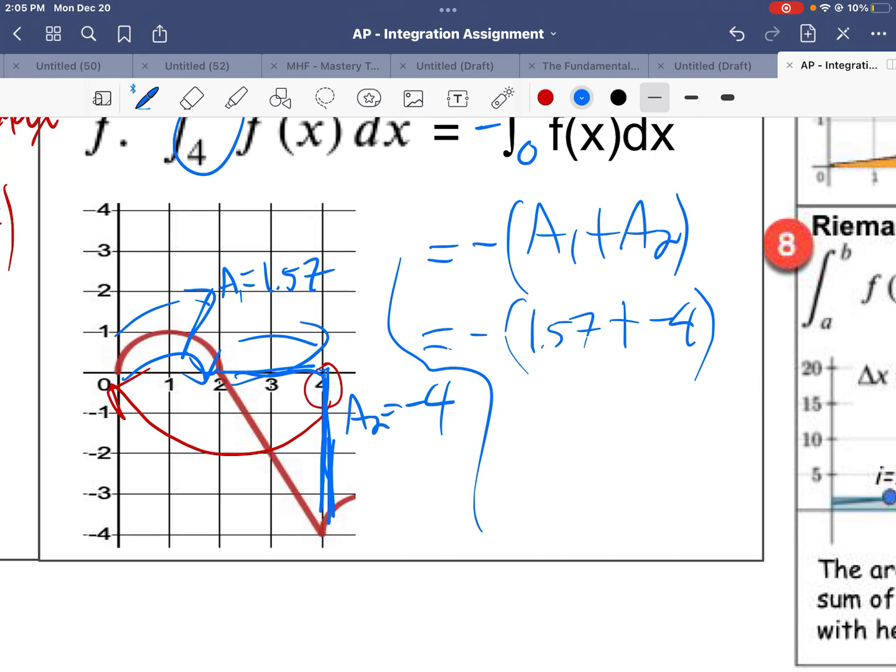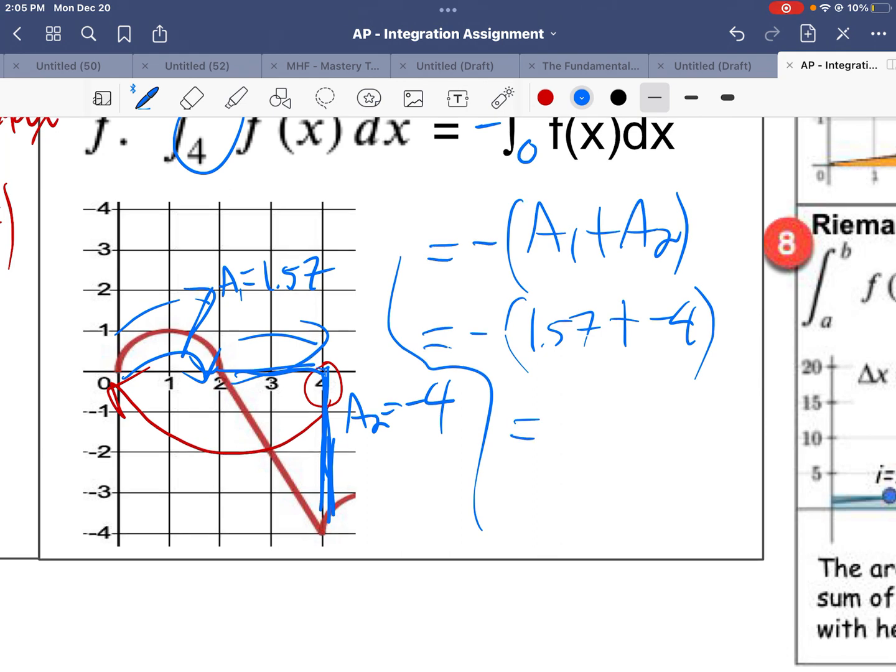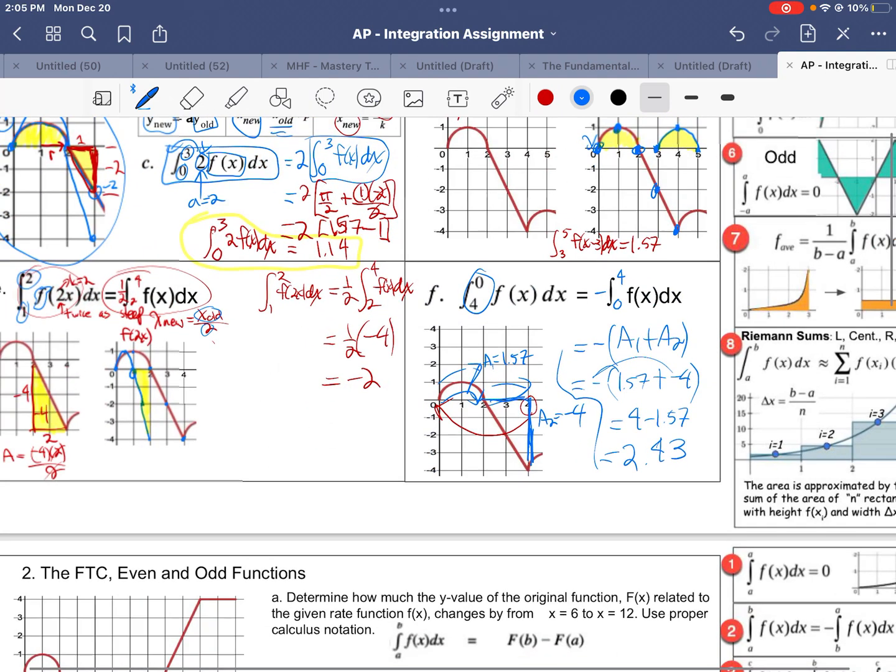And what does that work out to? Well, if I expand the negative through, I'm going to end up with 4 minus 1.57, which is going to be 2.43. Okay, positive 2.43. And that's, again, the change in y value on the original, or the area under the curve of the rate.